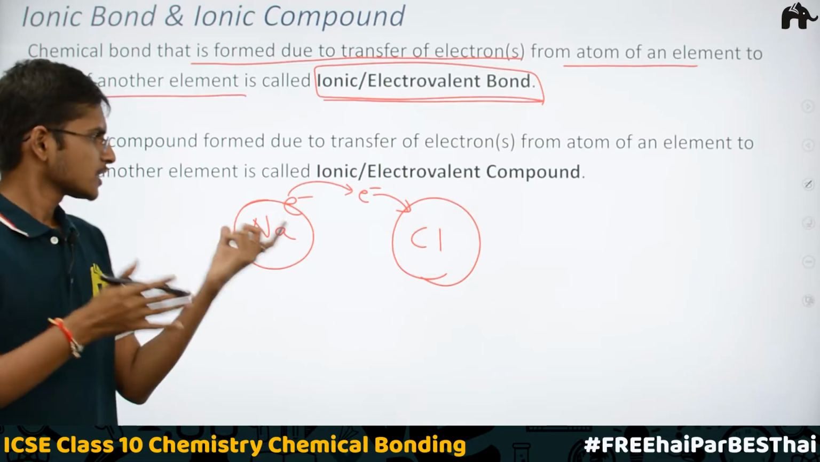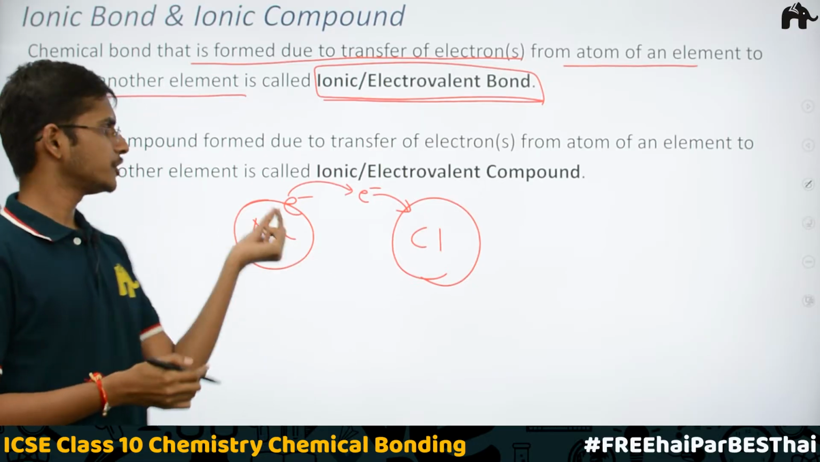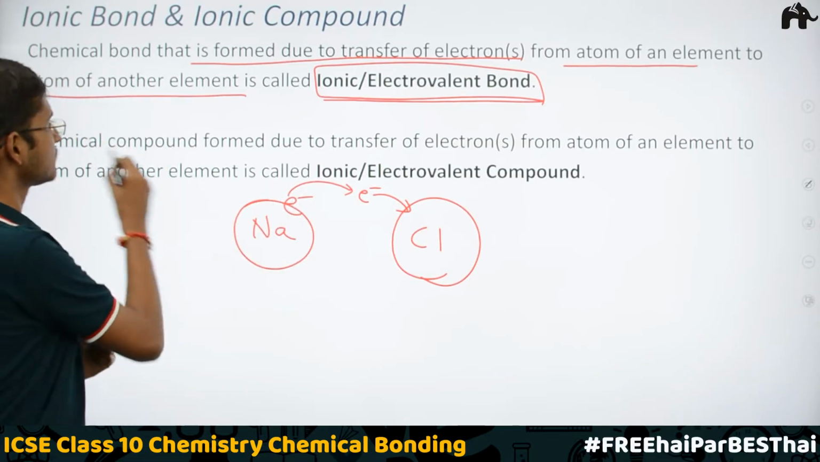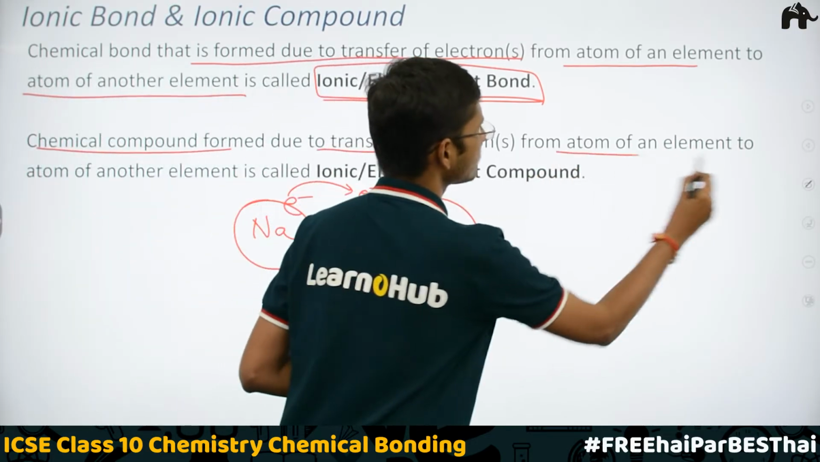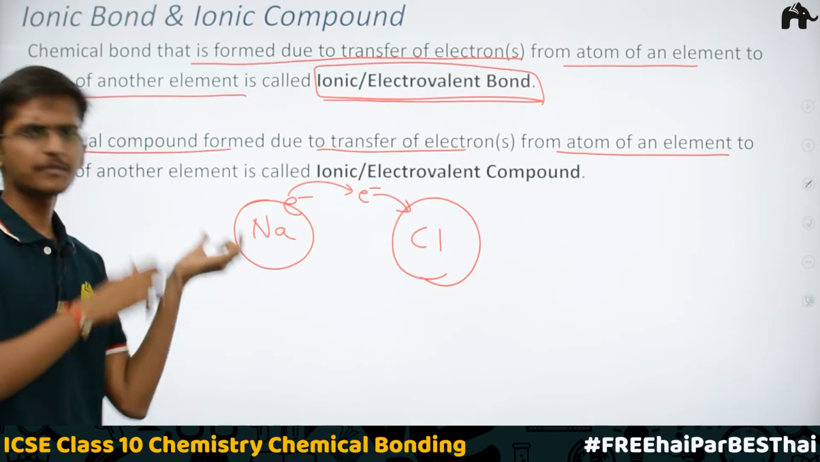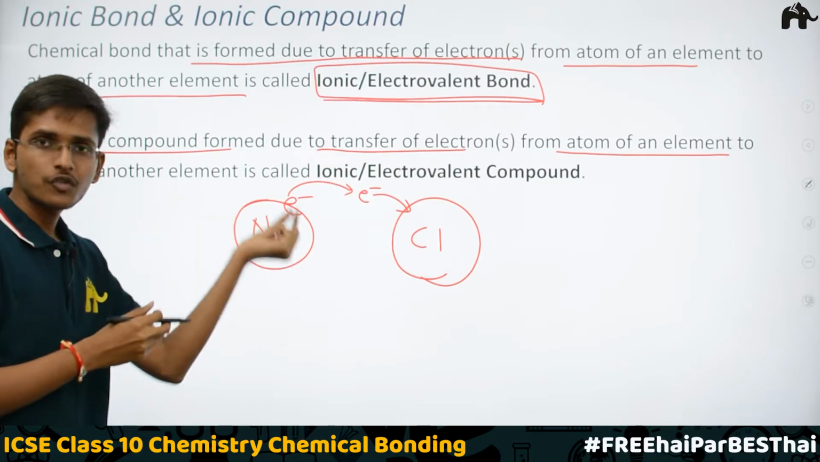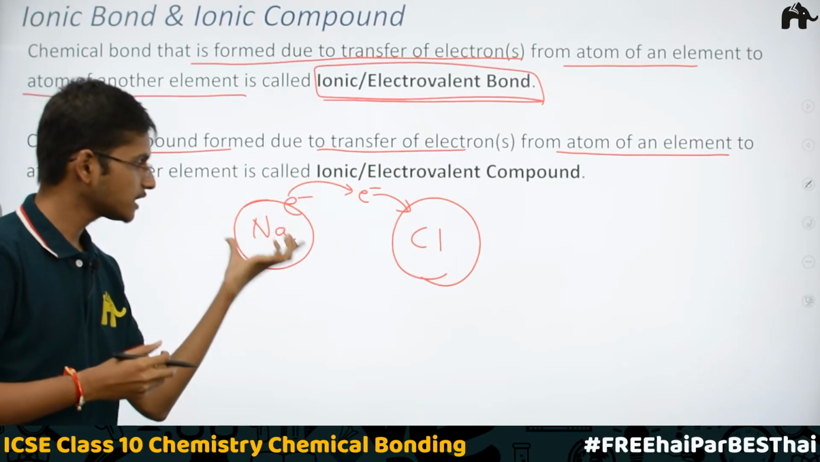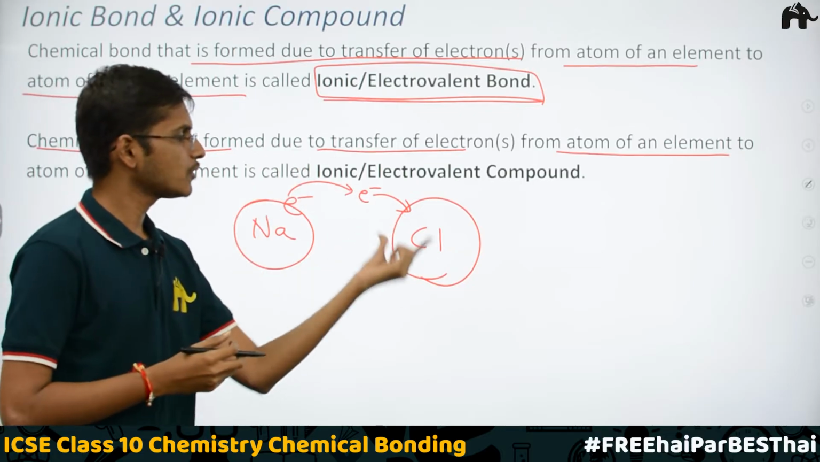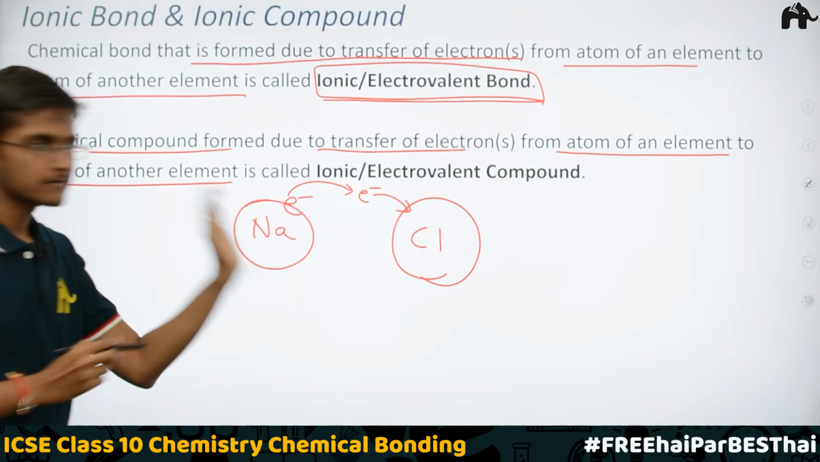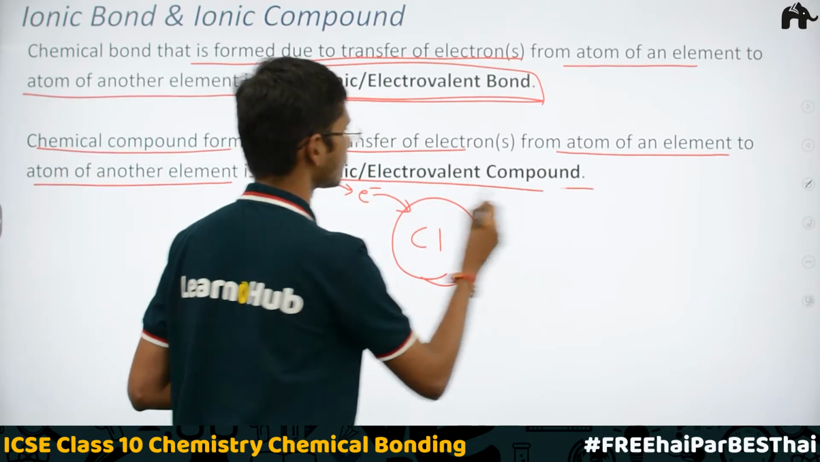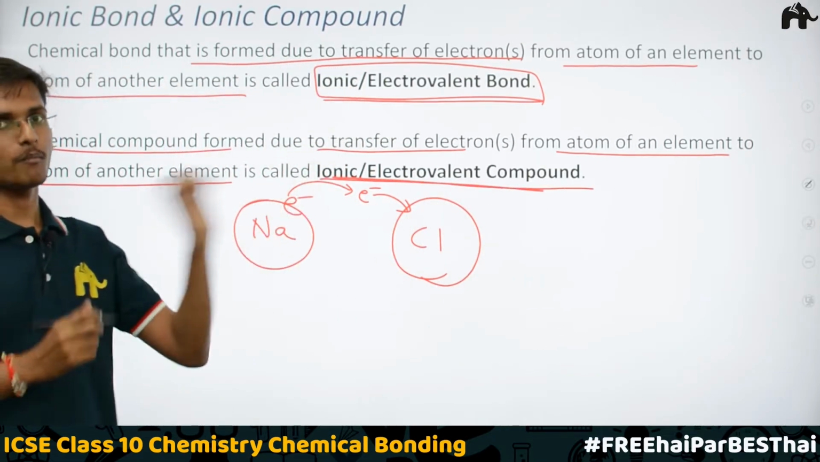We already know. The compound which is formed due to the transfer of electrons from the atom of an element to the atom of another element, that compound is called an electrovalent compound or ionic compound.